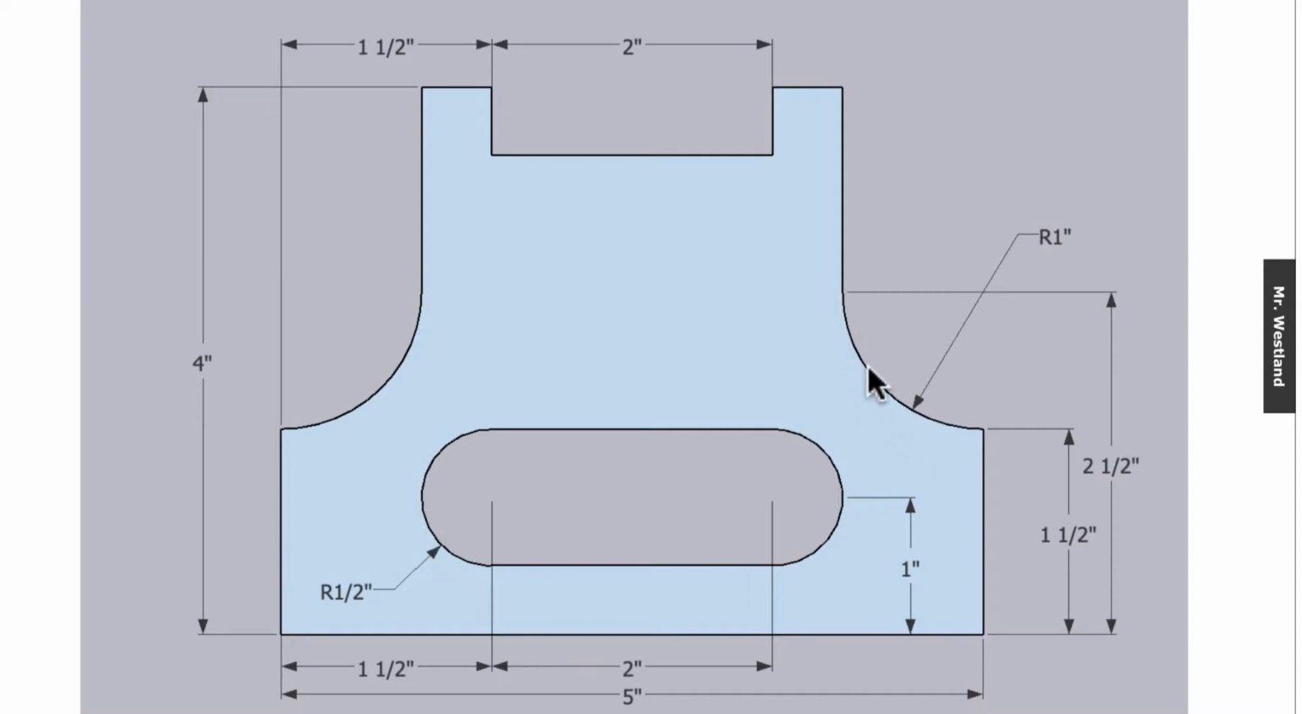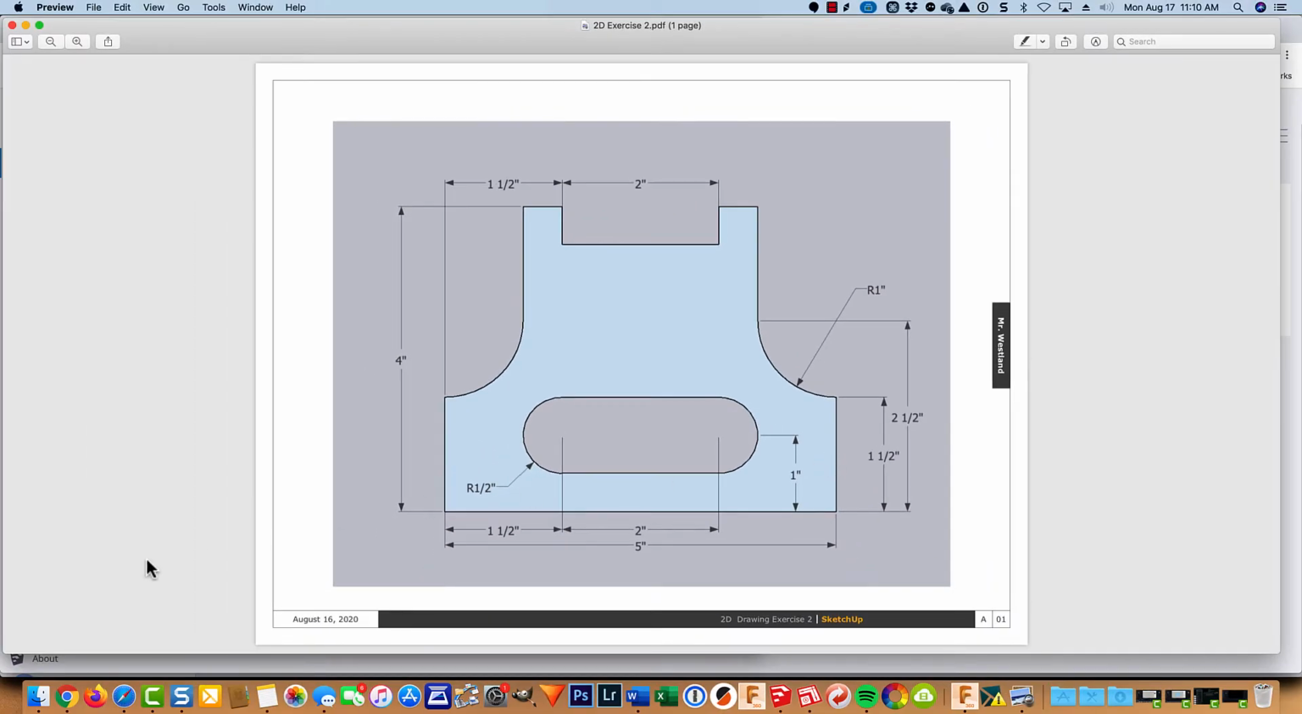This is an arc right here with a radius of 1 inch. Where's the center of the arc? It's right there. Again, that is implied, and this is a 90-degree arc. If it was less than that, it would say so. This is a semicircle right here. It also has a radius of 1/2 inch. Other than that, it's a pretty straightforward drawing. So let's go ahead and get started.